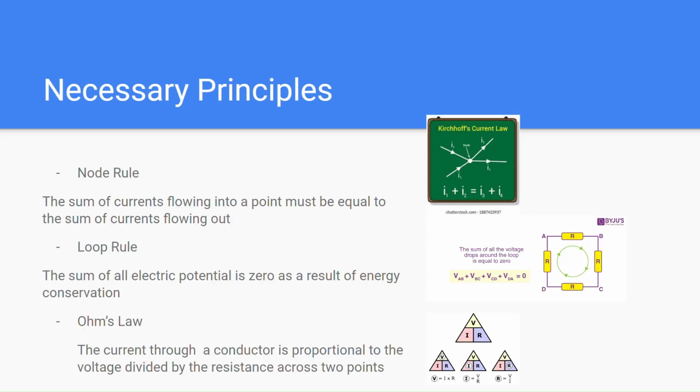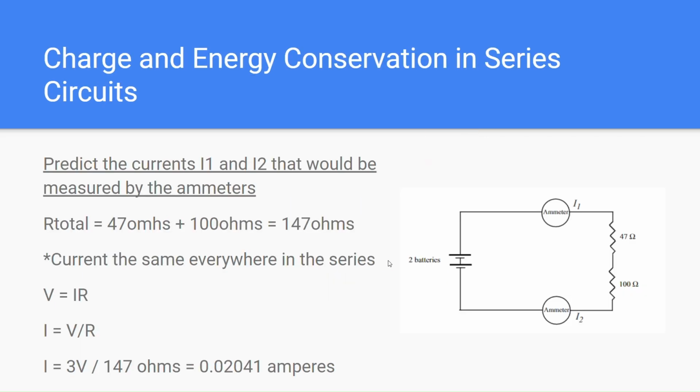All right, necessary principles. We're going to be using the node rule, meaning that if current goes into one spot, the same amount of current has to go out of the same spot. The loop rule, meaning that if I have something in a loop, the total electric potential must sum to zero. We're going to be using that a lot in this lab. And then Ohm's law, V equals IR, manipulating that equation to get what we want at any instant.